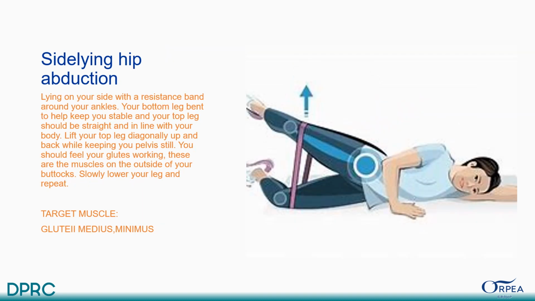Side-lying hip abduction. Lie on your side with a resistance band around your ankles. Your bottom leg is bent to help you keep stable and your top leg should be straight and in line with the body. Lift the top leg diagonally up and back while keeping your pelvis still. You should feel your gluteal muscles working on the outside of the buttocks. Slowly lower your leg down. Target: gluteus medius and minimus.